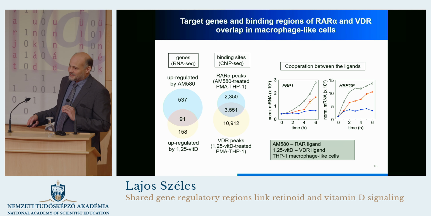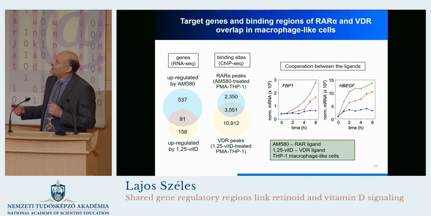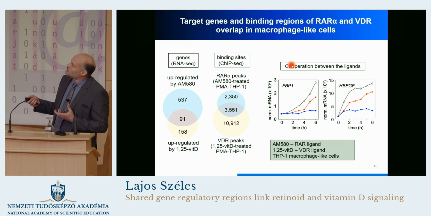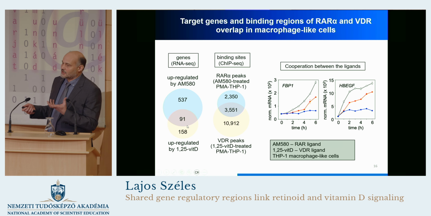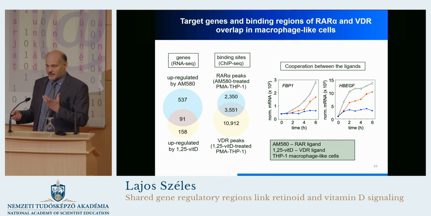Focusing on our questions, using these global approaches, RNA sequencing and ChIP sequencing, we could identify that almost 100 genes are regulated by both types of receptors.